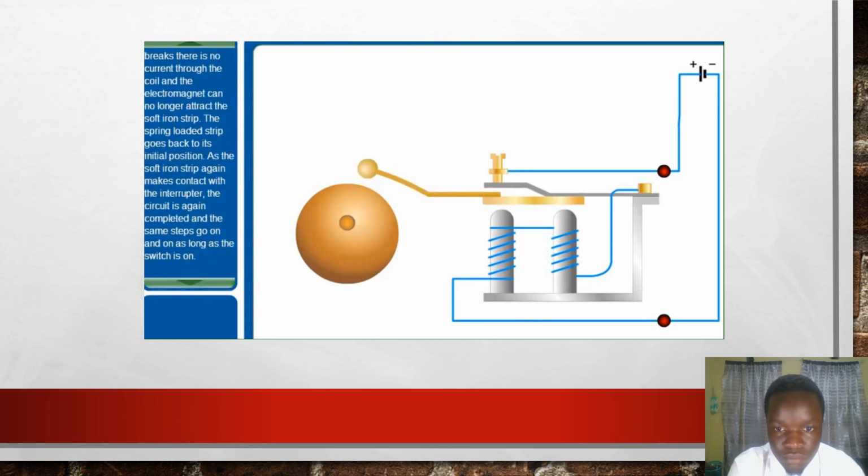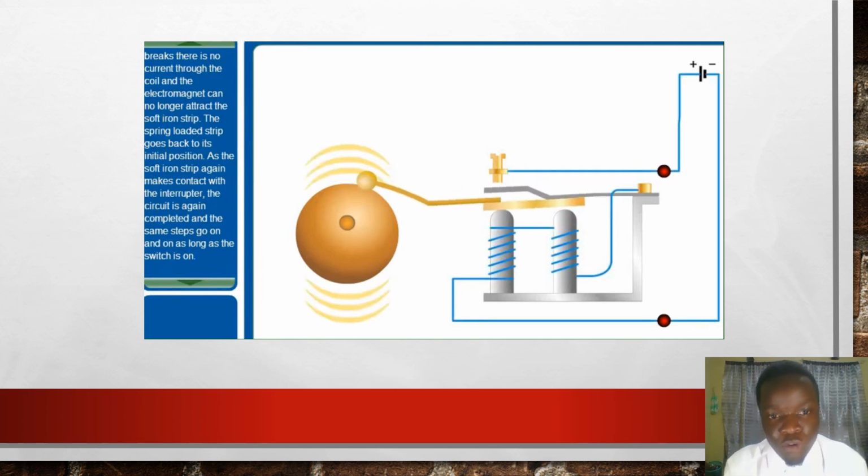As the soft iron strip again makes contact with the interrupter, the circuit is again completed and the same steps go on and on as long as the switch is on. Hope this video has made you understand more about electromagnets.